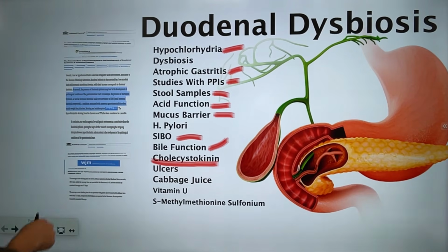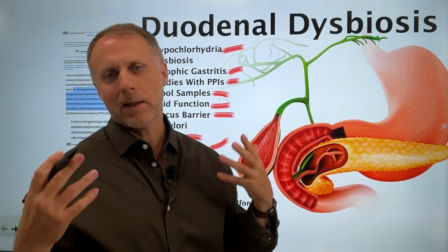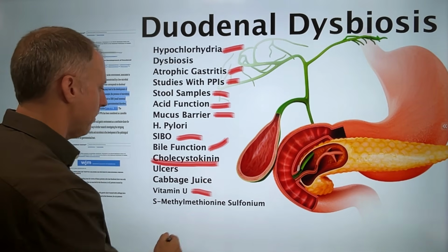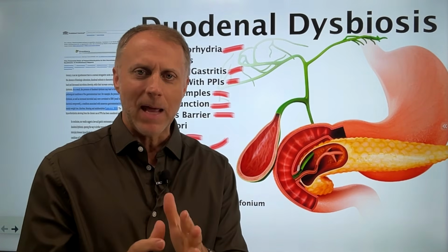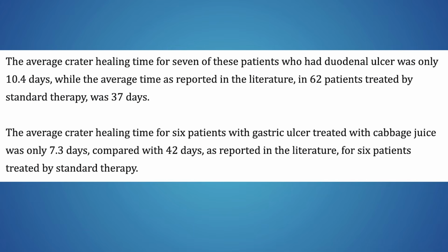And I'll put a link below for this study on rapid healing of peptic ulcers in patients receiving fresh cabbage juice. And I don't want you to look at this like a woo-woo thing like, oh, cabbage juice is magic, it's natural, yay. There's actually nutrients in cabbage juice like vitamin U and S-methylmethionine sulfonium that really seem to have the ability to help these things heal better. So this study even went on to say the average crater healing time for the patients who had duodenal ulcers was only 10.4 days, while most other methods that people use is like 37 days. And for ulcers in the stomach, it was like 7.3 days was the average healing time.